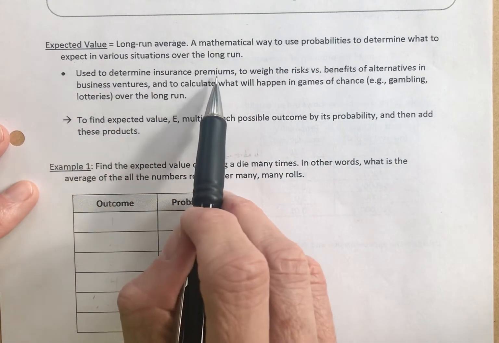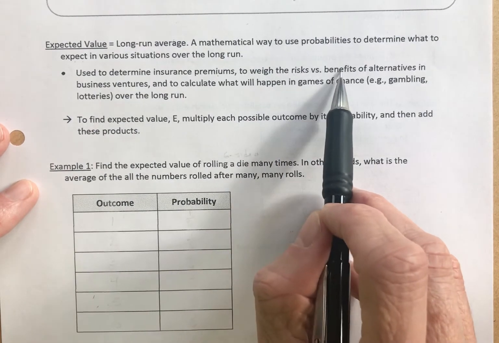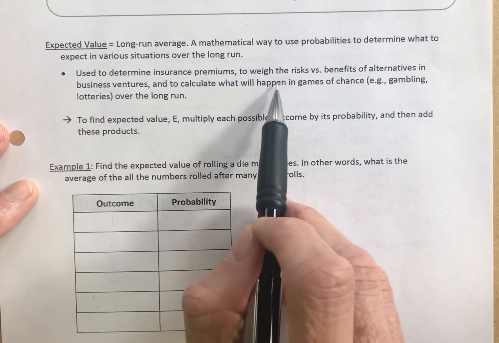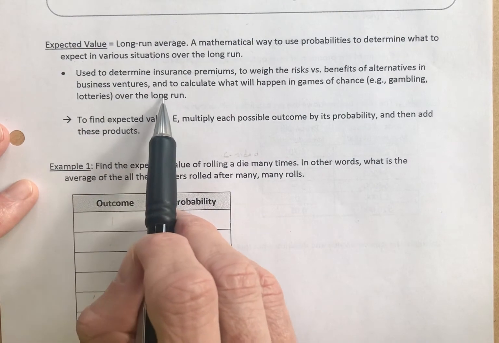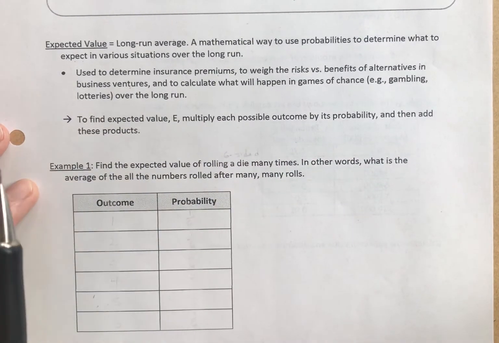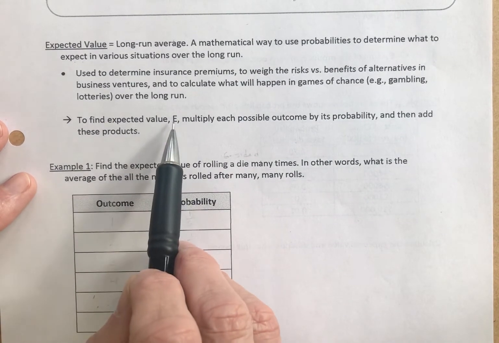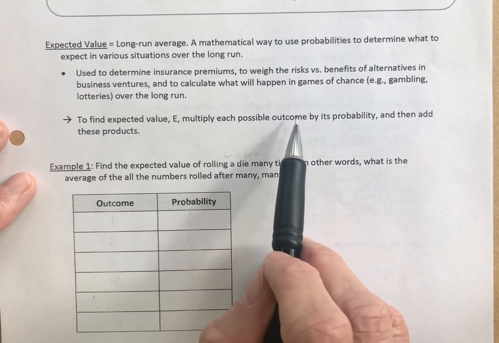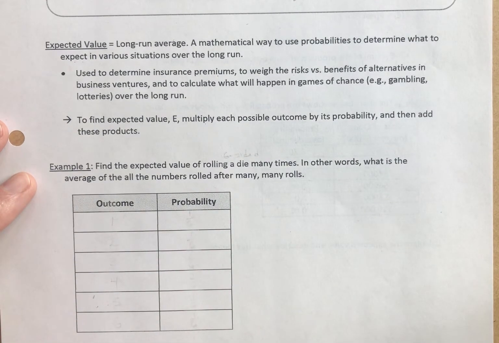Well, it's used to determine insurance premiums, risks and benefits of alternatives in business ventures, and to calculate what will happen in games of chance, for example, gambling or lotteries, again, over the long run. And this is just some of the examples here. To find it, we're going to call expected value E, and we're going to multiply each possible outcome by its probability. And then we're going to add up all of these products to get our expected value.